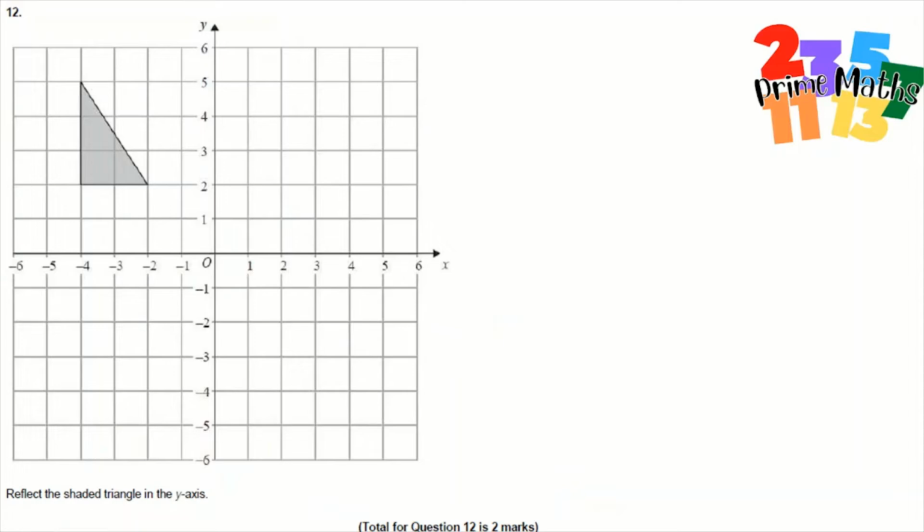Question 12, reflect the shaded triangle. You can use tracing paper, or you can count the squares. The y-axis is this line down here. And we can reflect across that line, which would give us the triangle there.